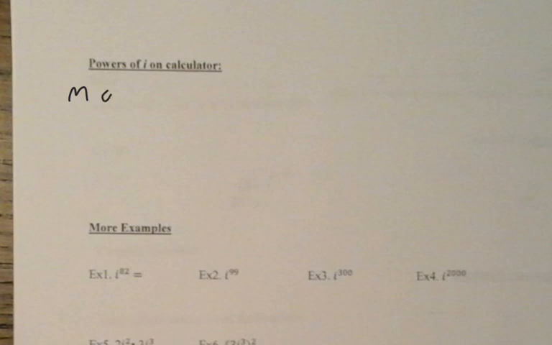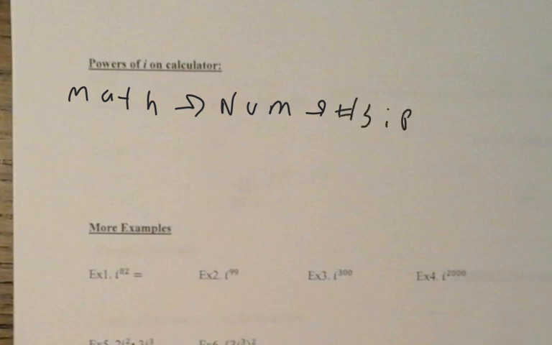So our first step, you're going to hit the math key, your favorite subject, go over to num or number, select number 3, which says I part. You're going to type in your I key, and that's second decimal. When you have your I, you're going to do to the whatever power it is. So that's where your calculator is going to help you.